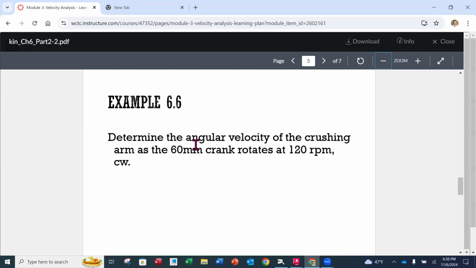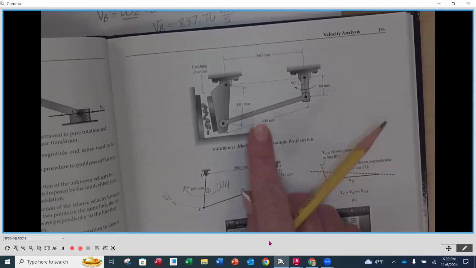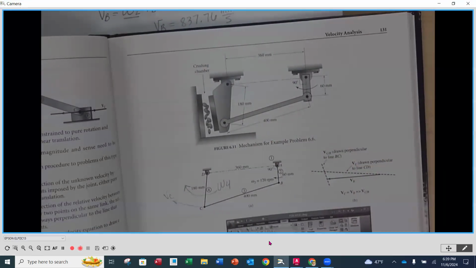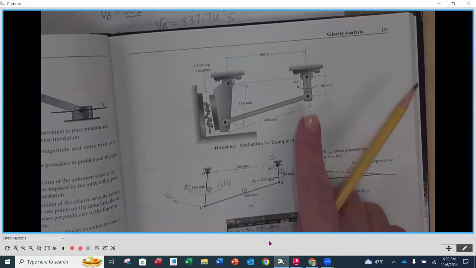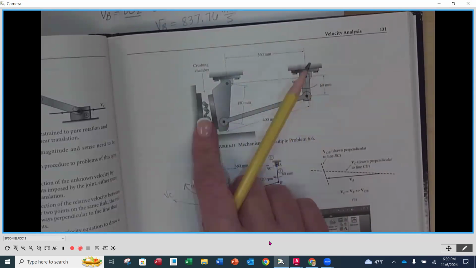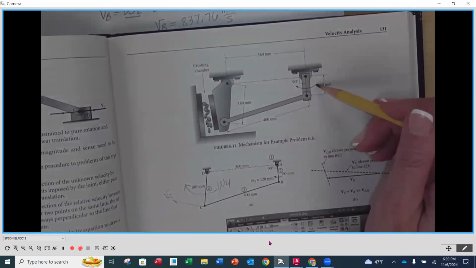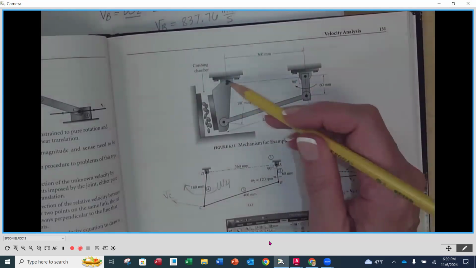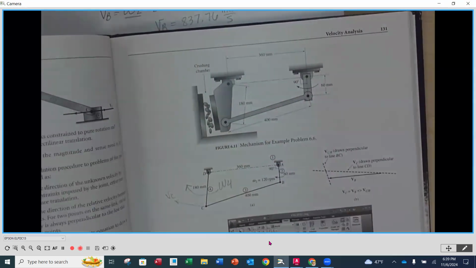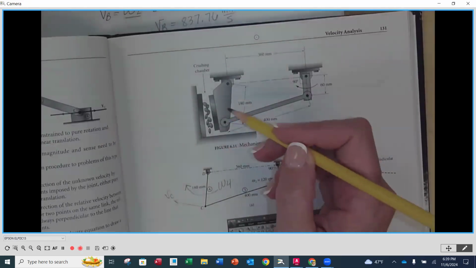I'll just show you what it's like. It is similar to the very last problem that we just did. So if we go to page 131, here's the rock crusher. We've done this one before as a homework problem. But here is the rock crusher, and they want us to find what is the angular velocity of the crushing ram. So in this case, we've got a crank over here. We know how fast it's going, connecting rod, and then we've got our crushing ram right here. And it wants to know what is the angular velocity, the W4, if you would.